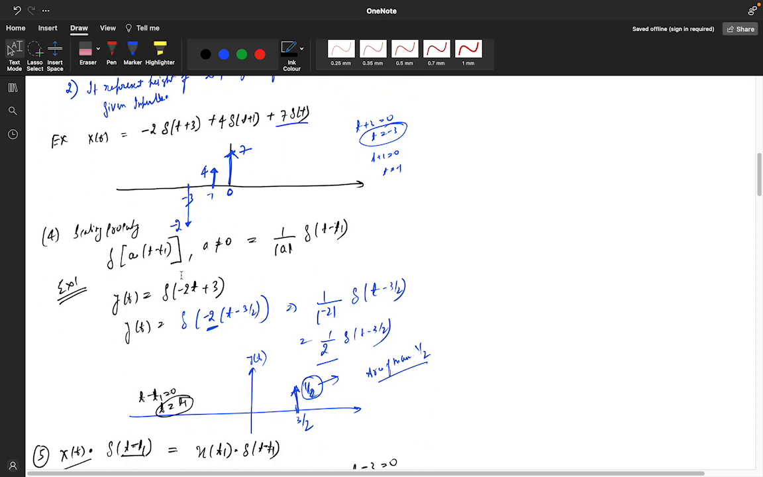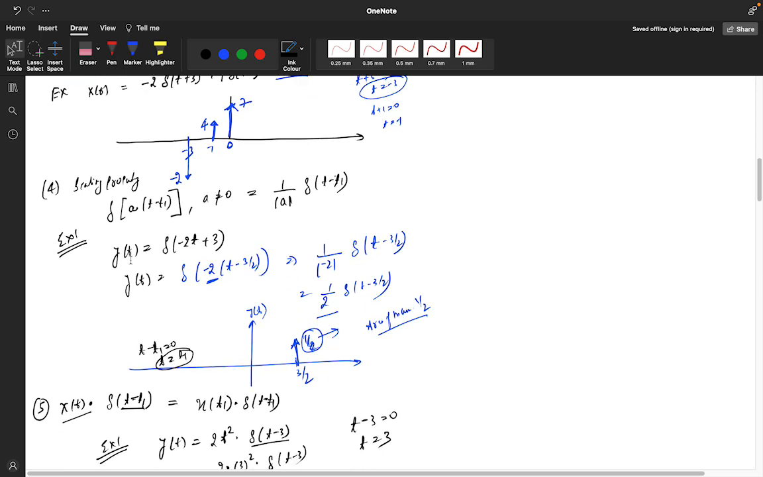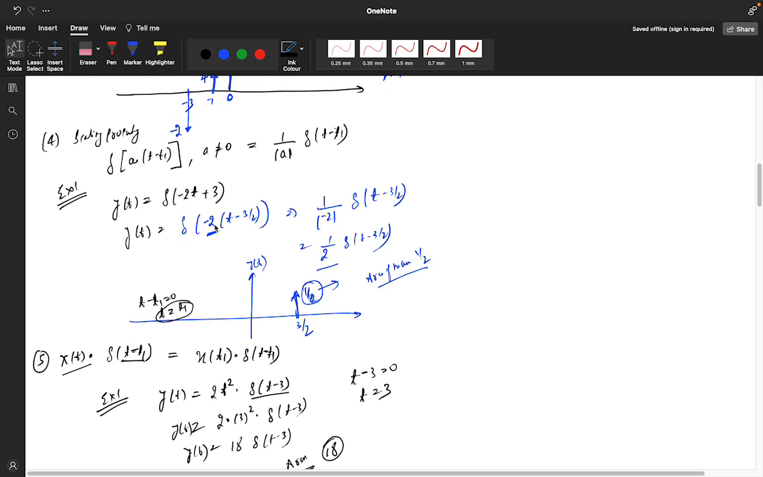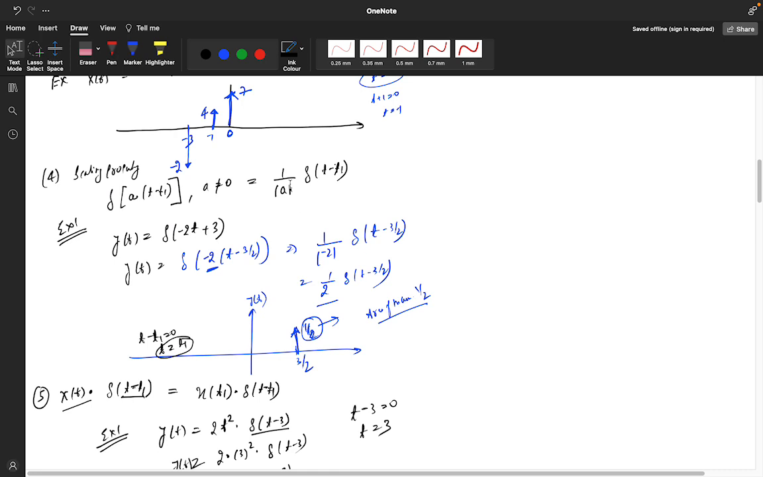Now, going to the scaling property: delta of a t plus t1, where a is not equal to 0, can be written as 1 by mod of a, delta of t minus t1. We can take a outside. In this particular example, y of t equals delta of minus 2t plus 3. We take minus 2 common, so we get t minus 3 by 2. The minus 2 comes outside according to the formula 1 by mod a. So 1 by mod of minus 2 gives the area 1 by 2. So delta of t minus 3 by 2 has area 1 by 2. This is not a magnitude, this is the area.